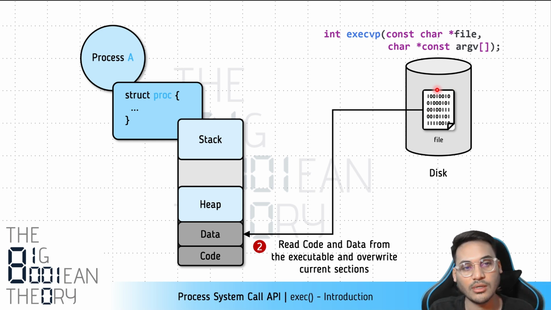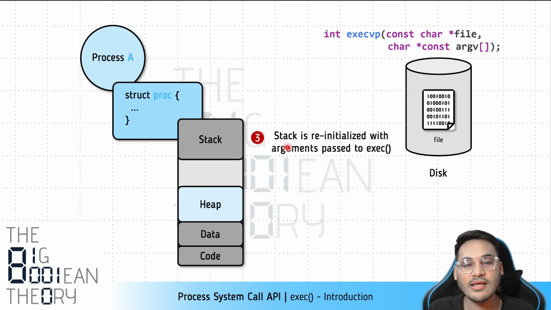The new program is basically something we have compiled, and we have an executable file. It has different code, it has different data. All of that will be used to replace the code and data sections of the existing process. Next, the stack is reinitialized with the arguments that were passed to the exec call. So if you see here, along with the file name, we are also passing the list of arguments. And now that we want a new program to start execution, it will start a fresh execution.